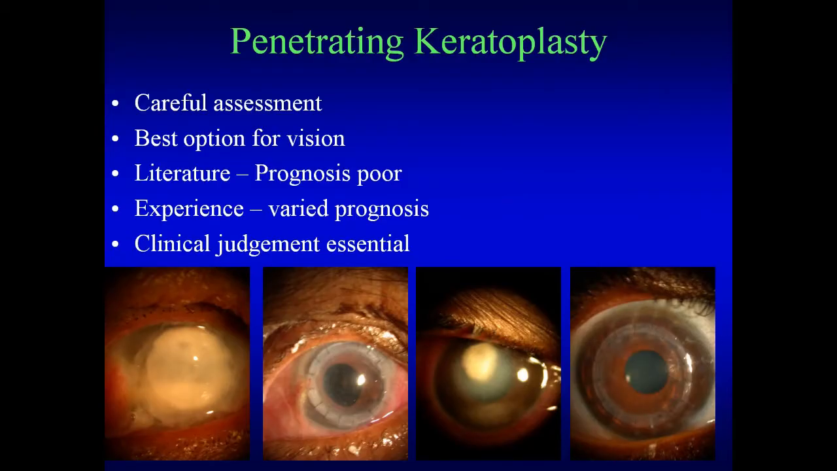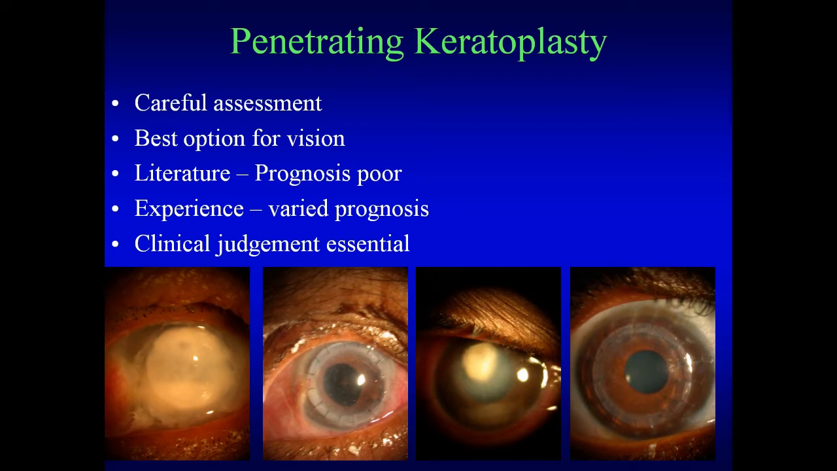And finally, when you come to the mother of all procedures in infective keratitis, that is the penetrating keratoplasty, one has to carefully assess and always know that this is the best option for vision. So always use good quality donor tissue. Do not use poor tissue, calling it a therapeutic procedure. And although in the literature they say the prognosis is poor, I can tell you most of these cases do very well. So that's a matter of debate, I suppose.